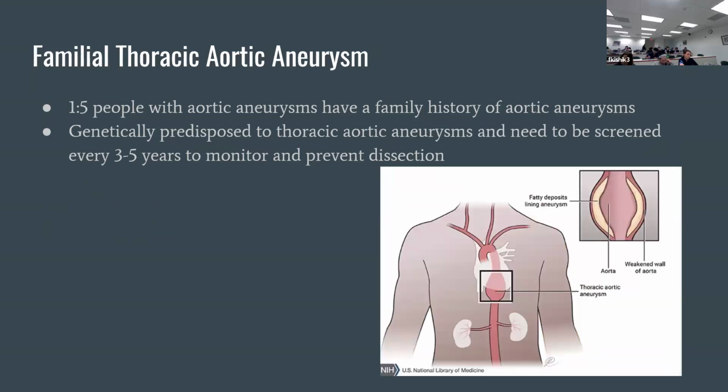For familial thoracic aortic aneurysms, 1 in 5 people that have aortic aneurysms have a genetic history of aortic aneurysms. And these people need to be screened every 3 to 5 years to monitor and prevent dissection. When you're checking them every 3 to 5 years and it's stable, you can keep it at every 3 to 5 years. If you check it and you see that it has increased a certain amount, you're probably going to check it every 6 months to a year once it gets over a certain size.